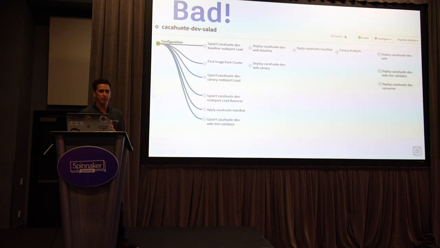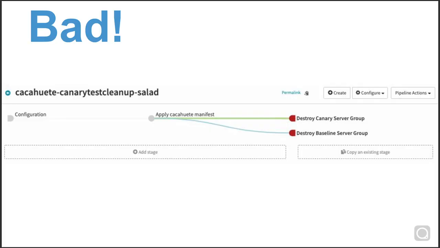But no matter what, when this is completed, it's going to run the cleanup pipeline, which originally looked like this. So apply Canary manifest, again, sets us to a steady state of applying 100% of traffic to that default, and then we wanted to clean up after ourselves by destroying the Canary and baseline deployment. The problem was we were in the midst of destroying these server groups, and CloudDriver was just spinning and spinning and spinning.